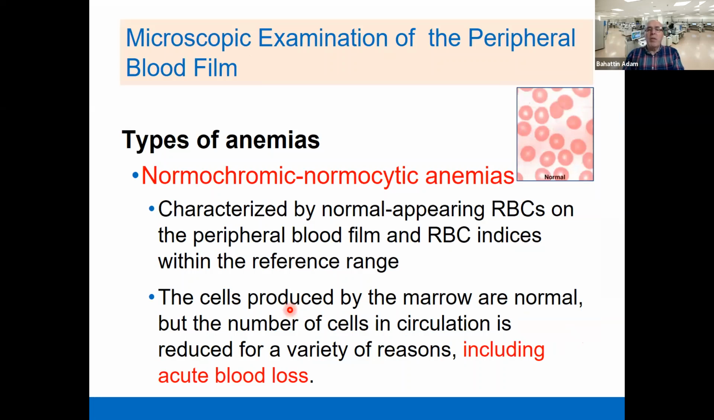Normochromic normocytic anemia, as I said, the color of the red blood cells is normal. They are normal in size, but the number of the red blood cells is too low, and most probably the cause of such type of anemia is acute blood loss.